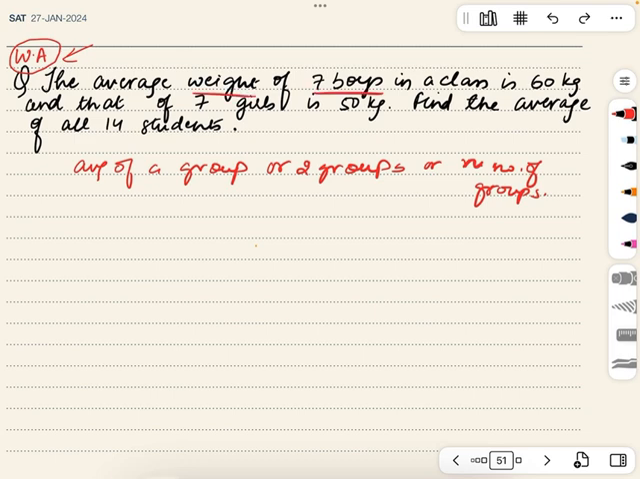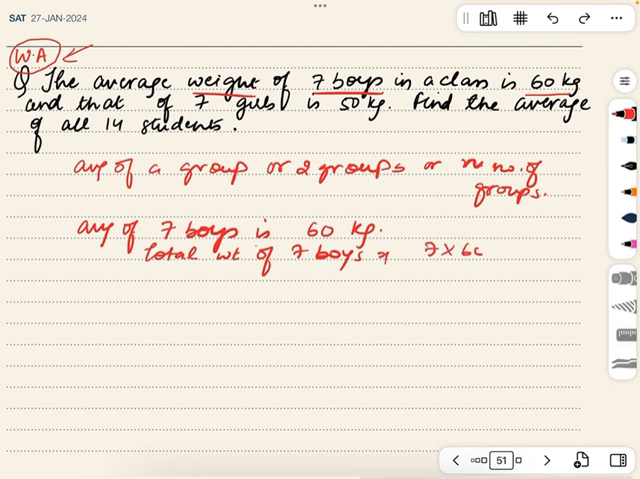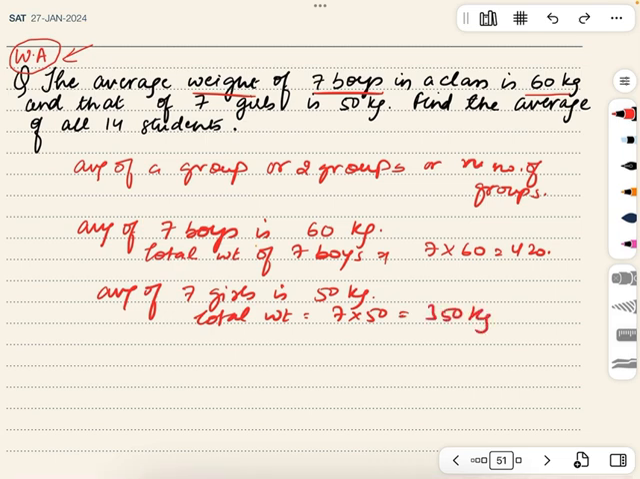The average weight of 7 boys in a class is 60 kg. So if the average weight of 7 boys is 60 kg, the total weight of 7 boys will be 7 times 60, which is 420. Similarly, the average weight of 7 girls is 50 kg. So the total weight will be 7 times 50, which is 350 kg.